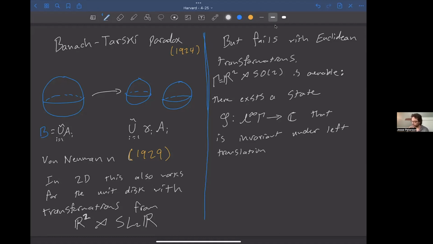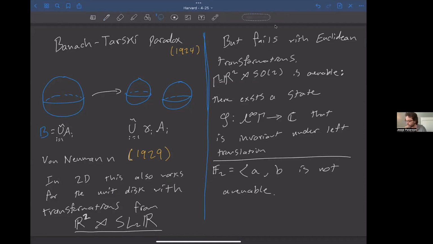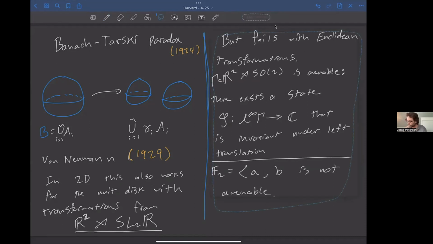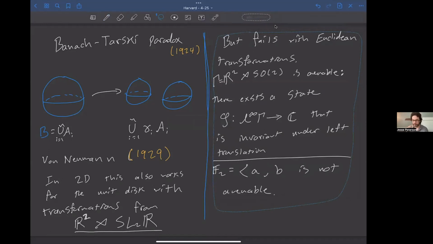But on the other hand, this group down here, R2 cross SL2R, or also the group that Banach and Tarski were considering of Euclidean motions in 3-space, they contain a free group, and a free group is non-amenable. So on the other hand, we have F2, the free group on 2 generators, which is not amenable, meaning it's not possible to produce such a state. So let me give a brief argument about why this is not possible for a free group.